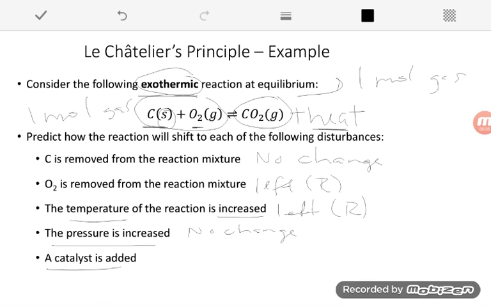Last one, a catalyst is added. This one's a little tricky because we haven't talked about catalysts, and that's because catalysts have no effect on chemical equilibrium. If we remember, all catalysts do is increase the rate or the speed of the reaction, but it does not shift the equilibrium. You end up with the same ratio of products to reactants whether you add that catalyst or not.